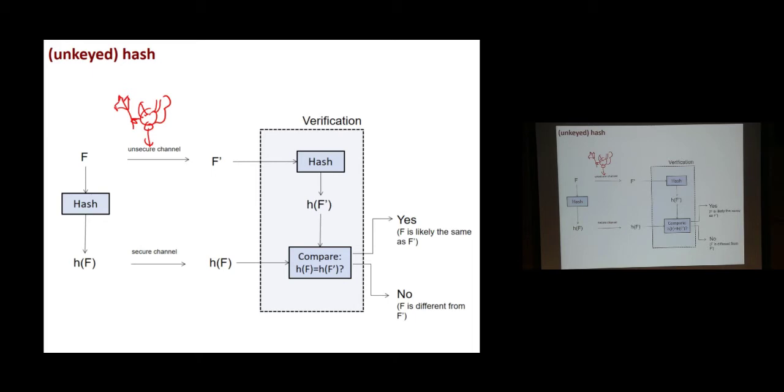We prevent it this way. Alice, after obtaining the checksum through a secure channel, while this one is not secure, wants to check whether the file has been modified. Compute the hash, the checksum, get a very long string of numbers, and then compare whether this is the same. If it's the same, then it is likely to be the same file. If not, then it's different. So this is what we're supposed to do.